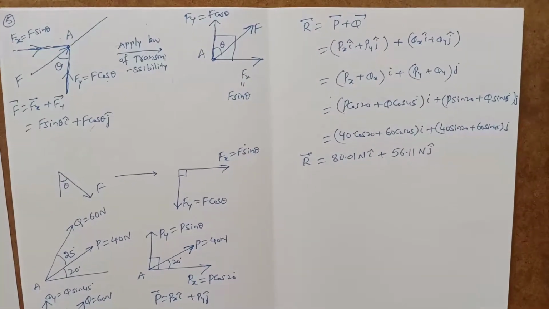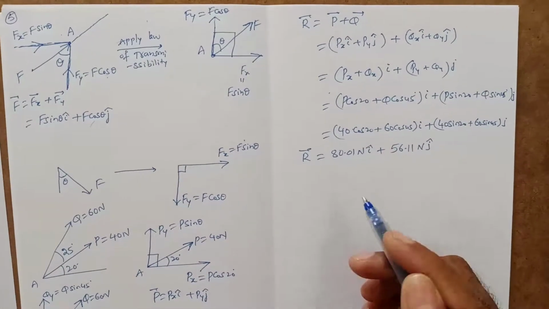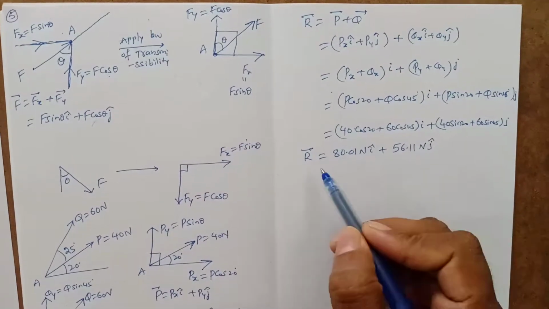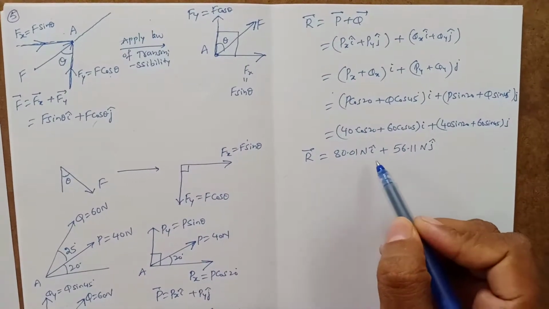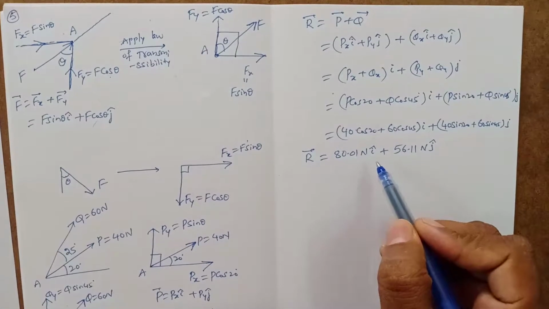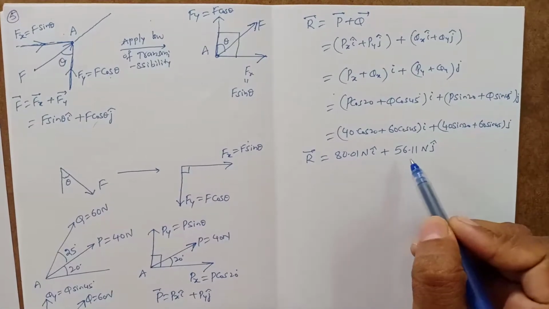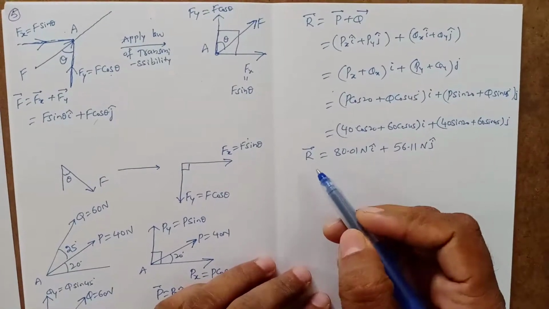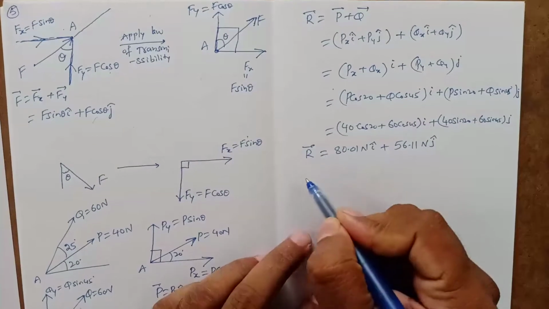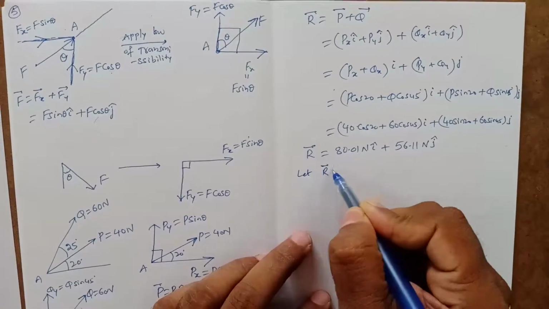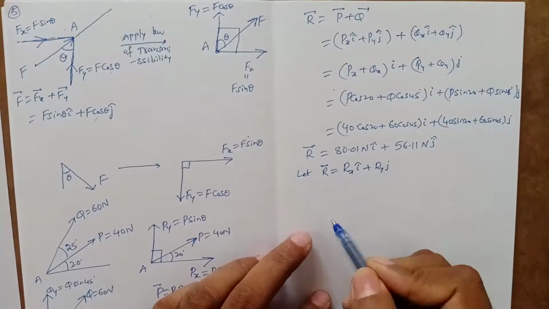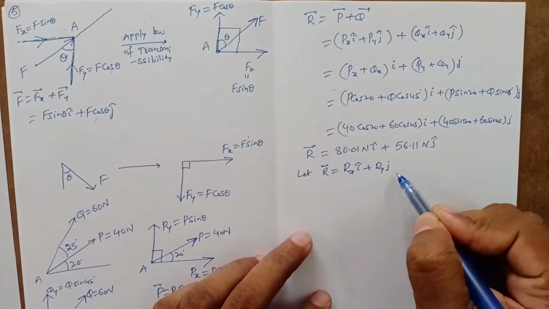So we have been discussing the resultant of two forces using the method of resolution. We got this R bar after substituting the values of P and Q in this equation. R bar is equal to 80.01 Newton along positive x direction, i cap, plus 56.11 Newton j cap. So if we represent this R bar in vector form, let R bar is equal to Rx i cap plus Ry j cap.